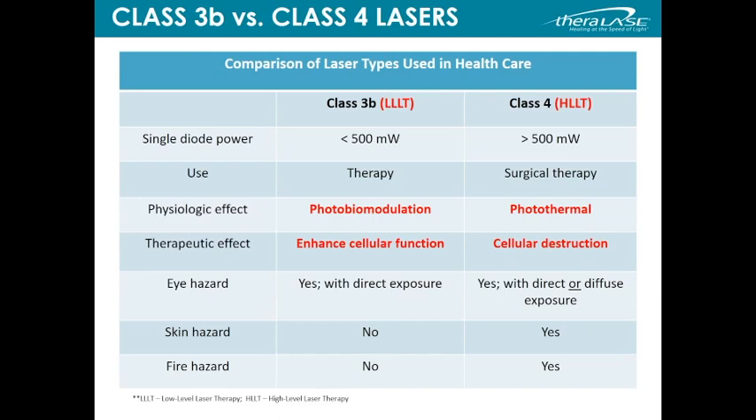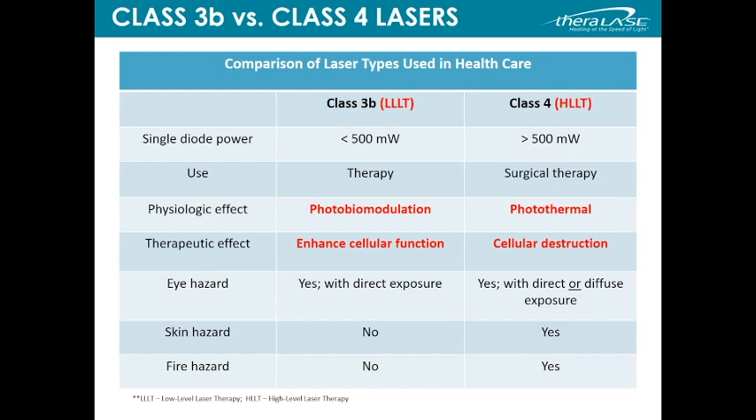We know that the power of a single diode laser is between 5 to 500 milliwatts for a class 3B laser. So this is classified as a low level laser device, whereas a class 4 laser, their lower limit is 500 milliwatts. So for class 4 lasers, their single diode power is above 500 milliwatts, classified as a high level laser device. Now, the initial use for class 4 lasers, they were developed for surgical therapy because, as I mentioned, they do produce heat, so they're more for ablative therapy, whereas class 3B lasers are for photobiomodulation, and they enhance cellular function. So again, there are hazards associated with both.